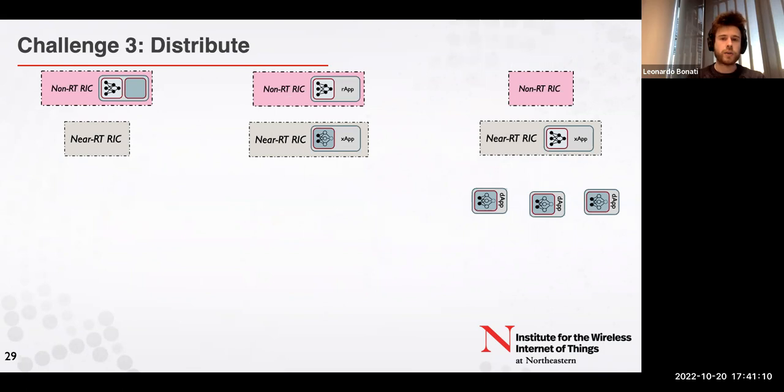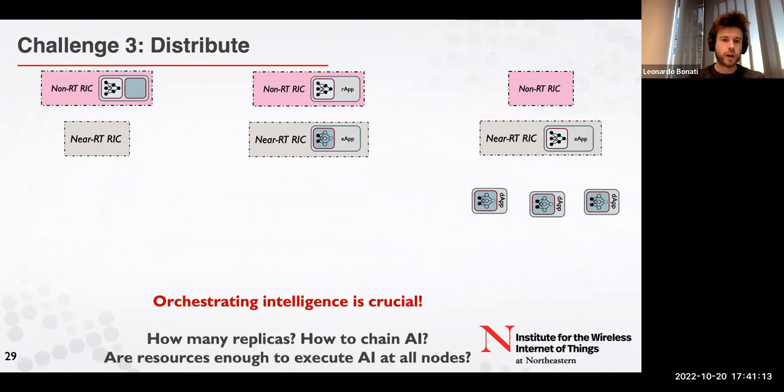Then we have how to distribute our intelligence. So again, going back to the orchestration, orchestrated intelligence is one of the crucial points in all of this. So how many models do we want to deploy? How many replicas for each model to achieve the goal of the network operator? And do we need to chain our models? And if yes, how do we chain our models? And are our resources enough to actually execute all the models that we want to execute on our nodes? So all of these are very relevant questions, and orchestration helps us to figure out the answers to these questions.